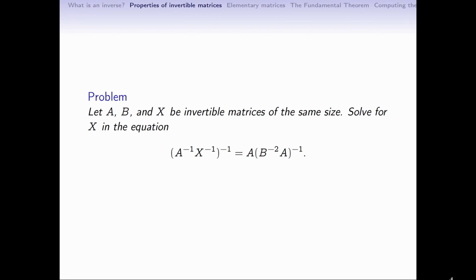In this next problem, we're going to put a lot of our properties of invertible matrices to use. So let A, B, and X be invertible matrices of the same size. Let's solve the equation below for X. So join me at the document camera and let's look at how we can use all of our properties of matrices to solve this equation for the unknown matrix X.